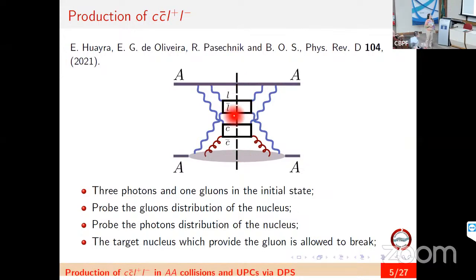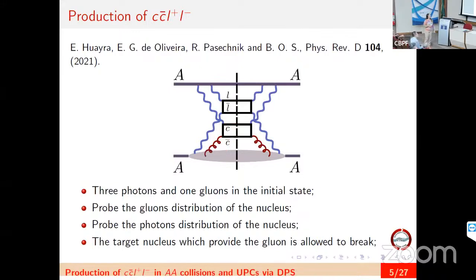And we can guess that the DPS contribution is not suppressed by SPS1. And if we choose the right kinematic variables, maybe this is reasonable to measure in an experiment.